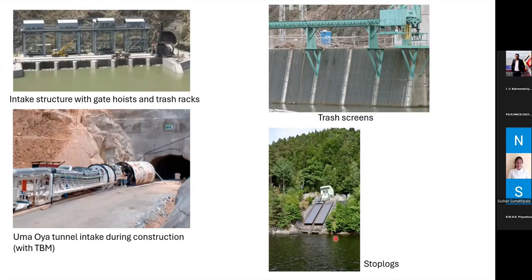Then you have these stop logs as well. These stop logs are also used to stop the flow of water. They run on these rails that extend into the water. And when you want to stop the water intake into the tunnel, you can bring them down and place them at the tunnel to stop the water coming in.